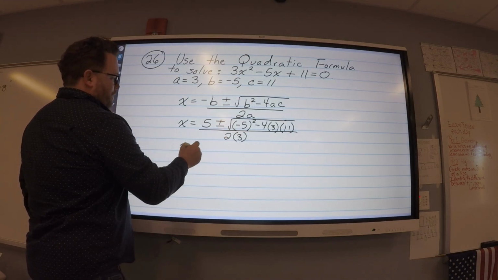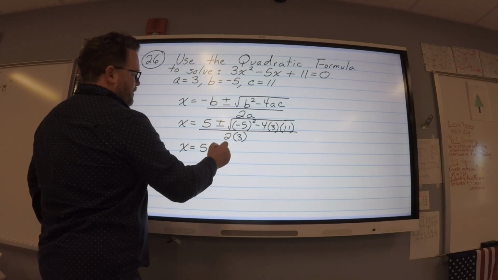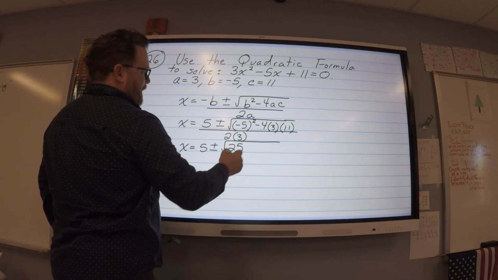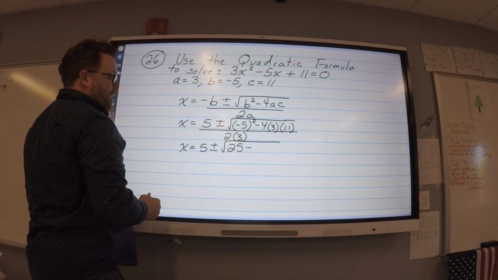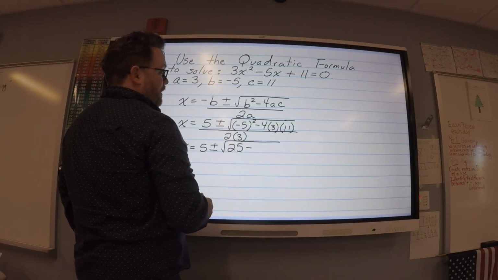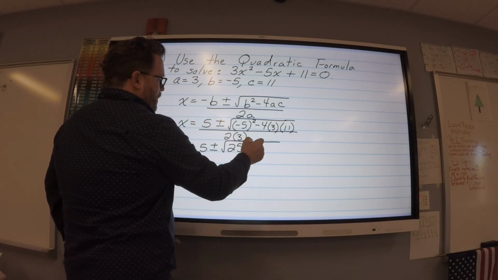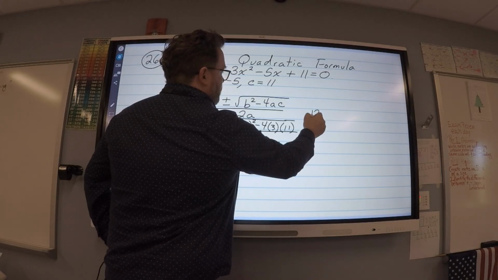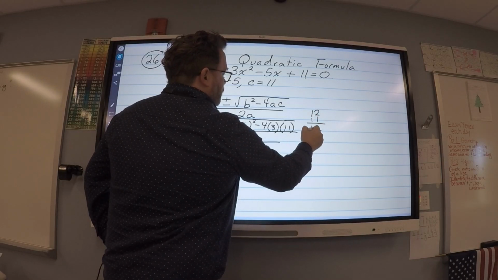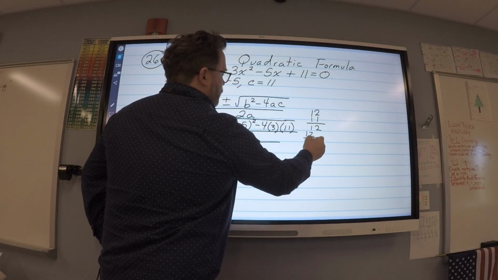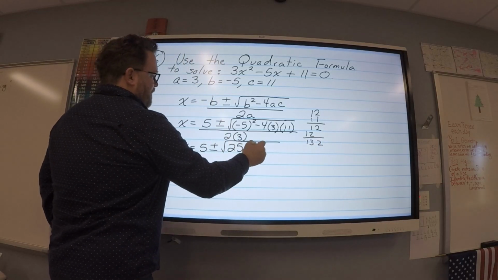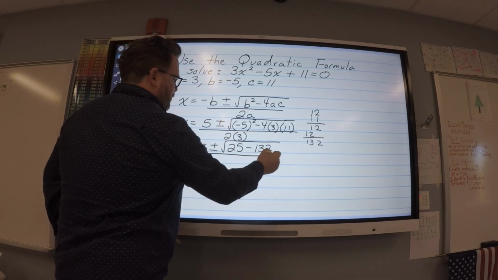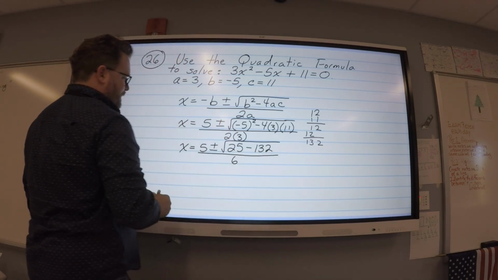So x is going to equal 5 plus or minus the square root of 25 minus 4 times 3 is 12, and 12 times 11 is... let's do 12 times 11. Let me make sure I get this right. So 12 and 12, yeah. So 132. So 25 minus 132 over 2 times 3, which is 6.